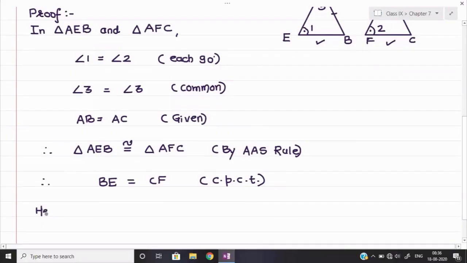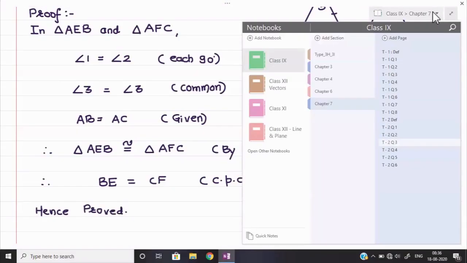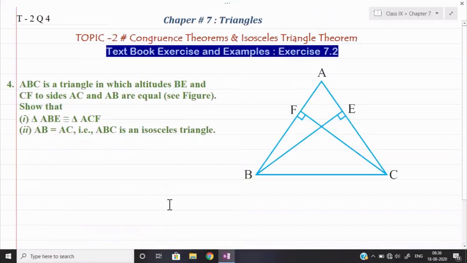Now let us see the similar question. I don't say that the question is the same as it is, but you will find a lot of similarity in the next question. So let us see the next question now. In the next question, see what we have given. Yes, see the next question.